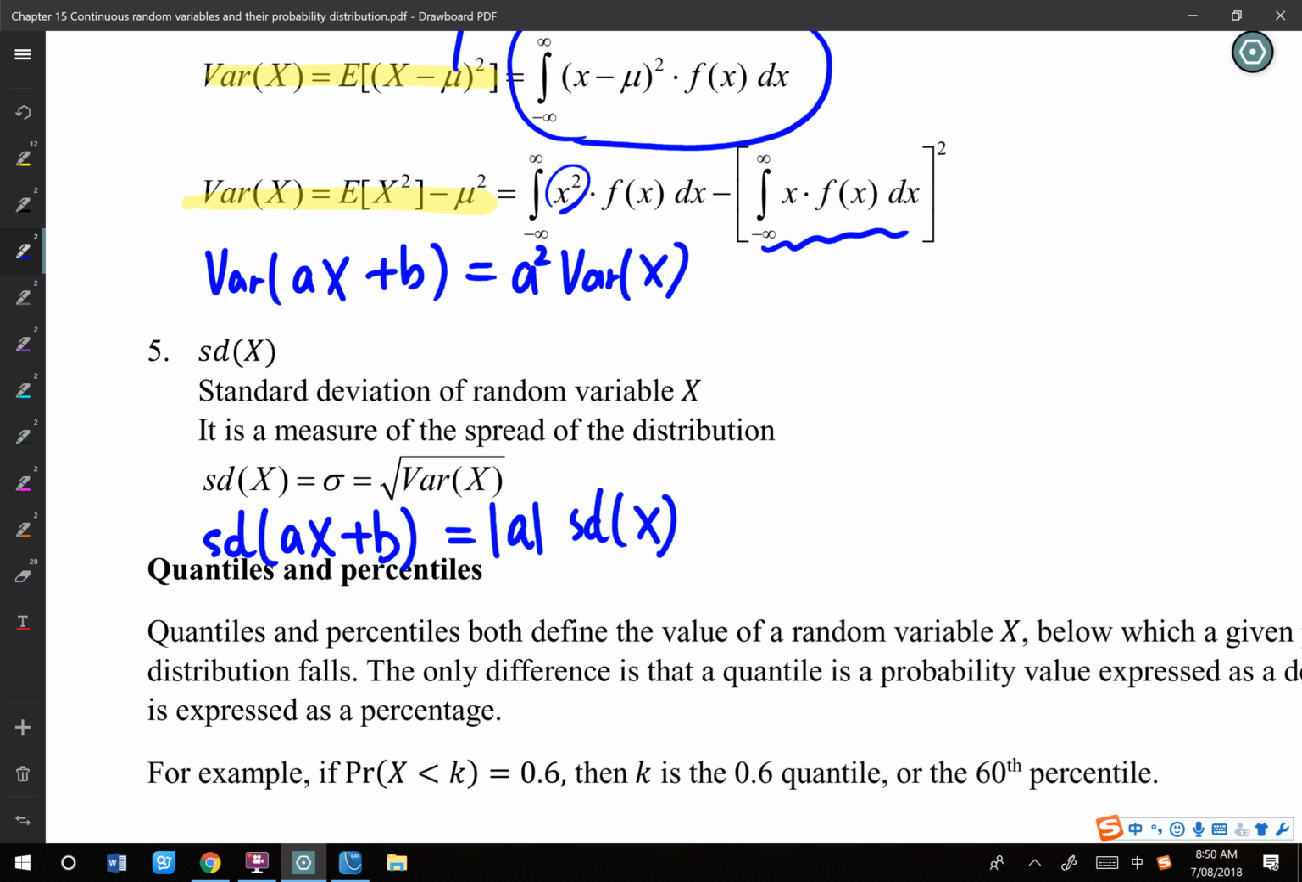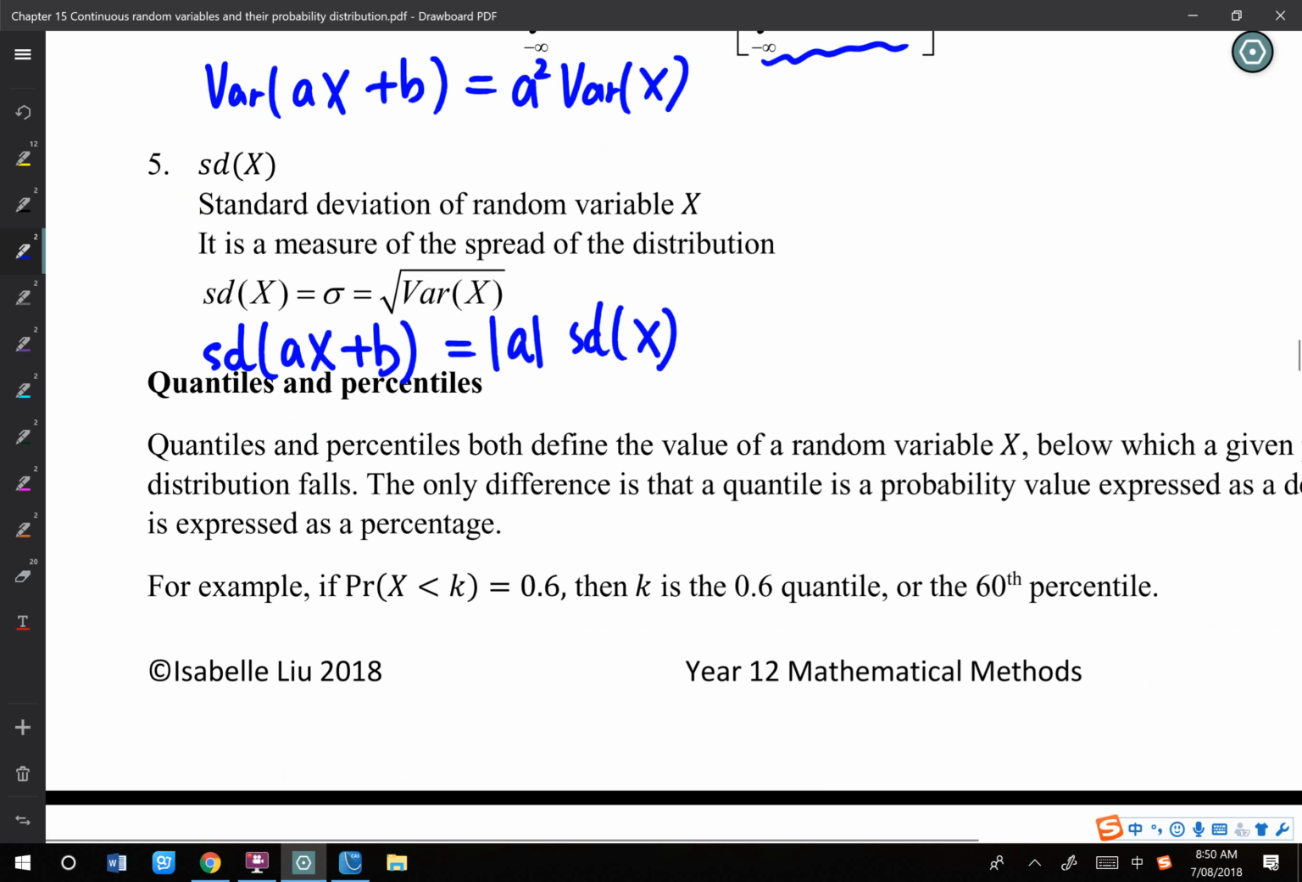Okay, we still have two formulas to calculate the variance of x. One is expected (x minus mu) squared. The other one is expected x squared minus mu squared. Well, standard deviation is still the same as the square root of variance. Nothing to talk about there. If you can find the variance, you can work out the standard deviation by taking the square root of that value. And the formula is still the same for this one.